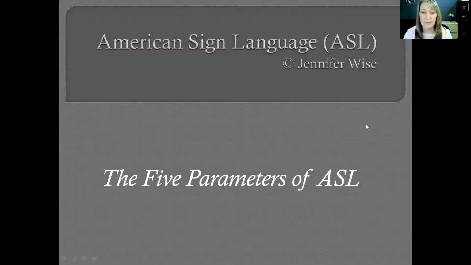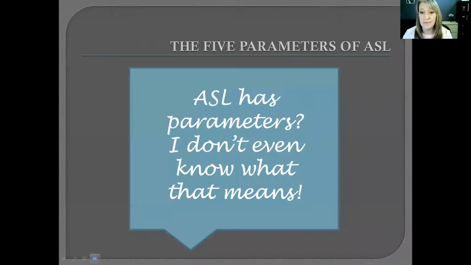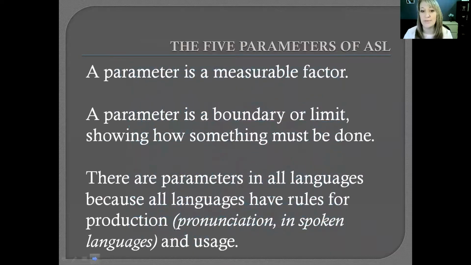We're going to talk about one of the most important things to know about ASL because you'll use it over and over and over and over. We're going to look at the 5 parameters of ASL. So you might be thinking, what's a parameter? ASL has parameters. What even is that? So let's actually define parameters first, and then we'll talk about the parameters of ASL.